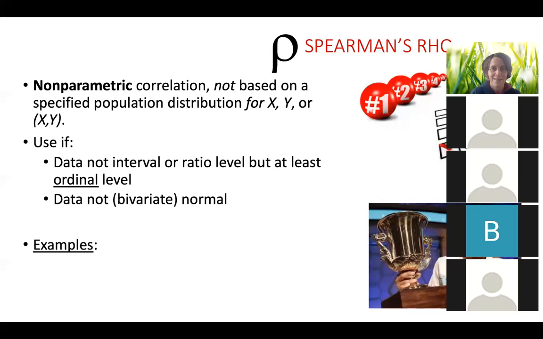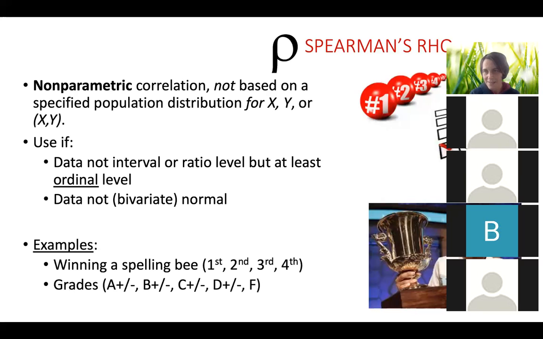Okay. So typical examples where you have data that are naturally not on an interval scale: if you have some competition, and somebody is first place, second place, third place, fourth place, and so on, that's a typical ordinal scale. Or if you have letter grades, A plus minus, B plus minus, C plus minus, D plus minus, F, that would also be an ordinal scale. So those are examples where we want to use Spearman's rho.